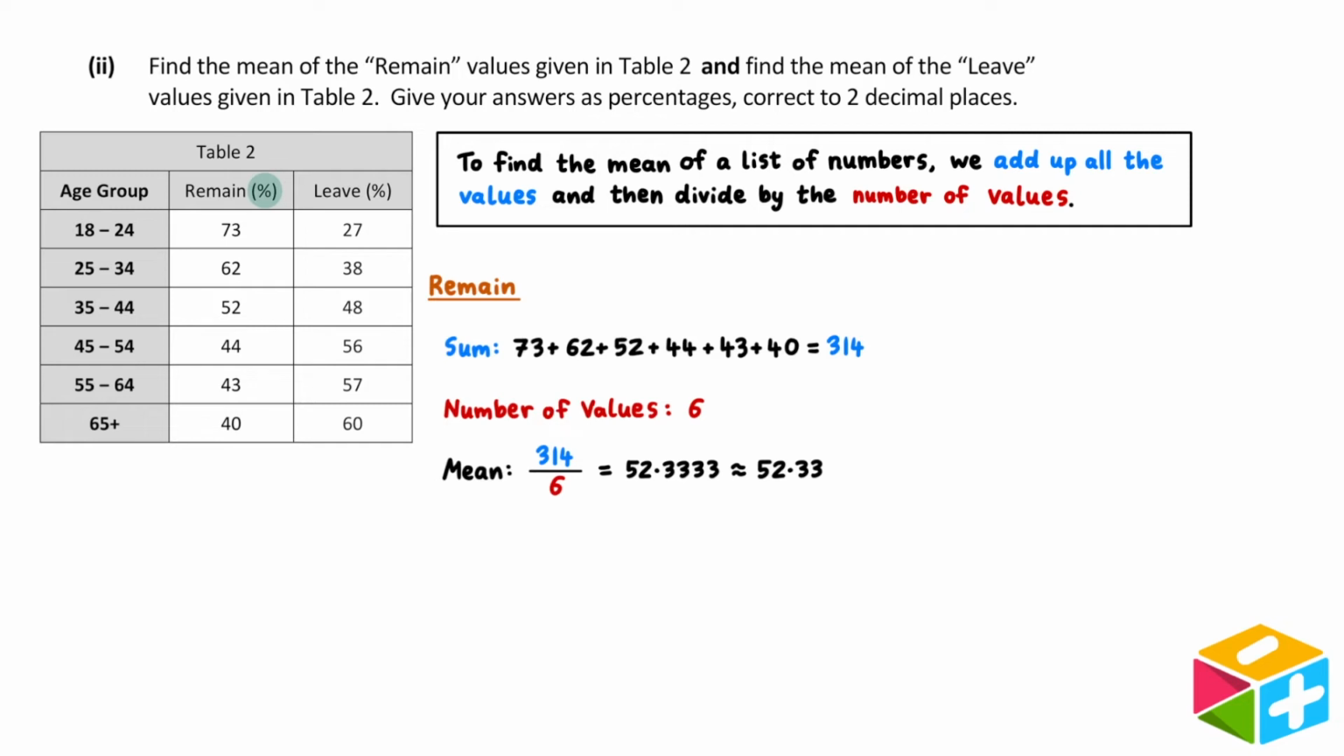The values we were working with represented the percentage of people who voted to remain. So our unit here is a percentage. So our answer here is that the mean remain percentage is 52.33.